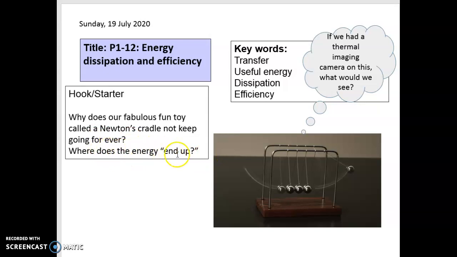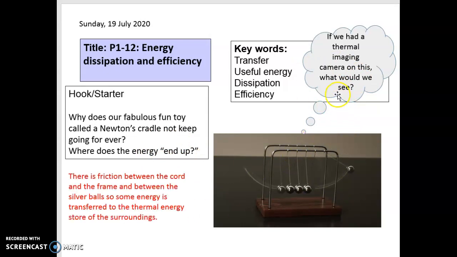But where does the energy end up? Where does it transfer to? If we had a thermal imaging camera on this, what would we see? Well, we might see a hot spot as these balls hit each other, transferring a little bit of energy between the two because of friction, and up here where the cord meets the top. Okay, so this is where our energy gets transferred because of friction at various parts to the surroundings. Sound will radiate off it here as well, so eventually that's why our Newton's cradle slows down.